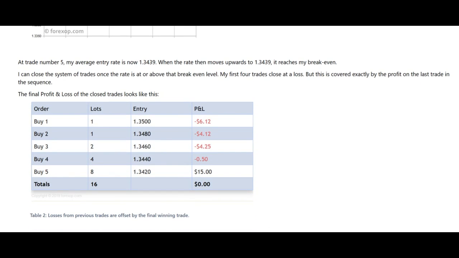Table 2 shows us the losses from the previous trades are offset by the final winning trade. As we can see, we lost the first 4 buys, we lost money, but then we end up recovering all the money that we lost. So we earn 15 and then we go back to a profit and loss of 0.